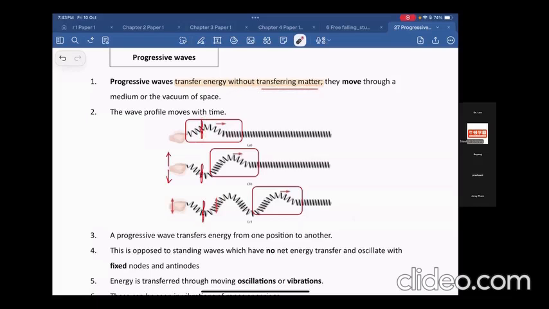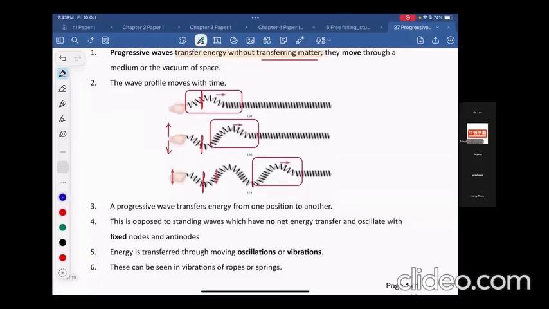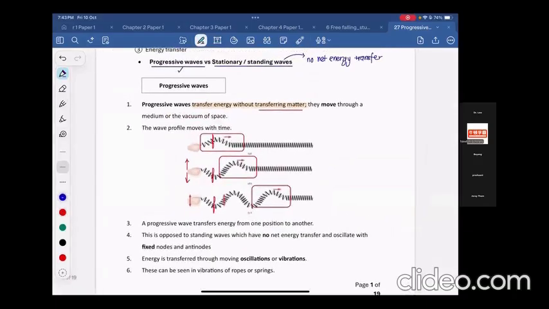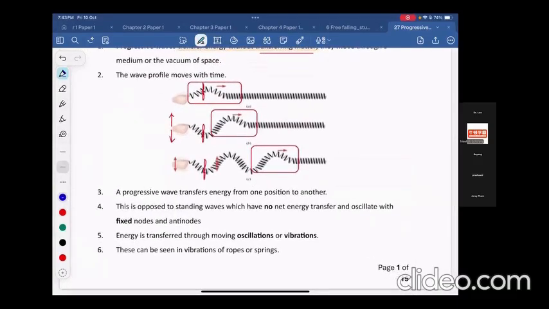Progressive wave can be in a medium or in a vacuum. So progressive wave can be water, light, EM wave, sound. They are all progressive waves. Progressive wave transfers energy from one position to another. That's why we keep repeating: it transfers energy. This is opposed to standing wave, because standing wave has no net energy transfer.